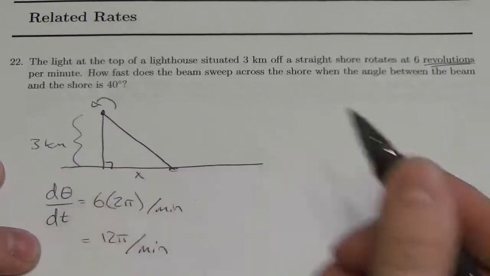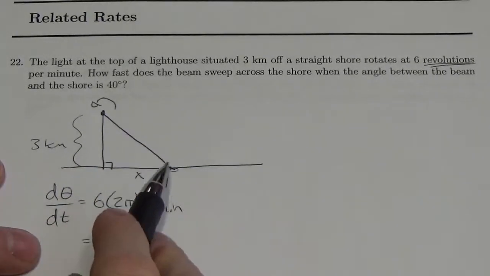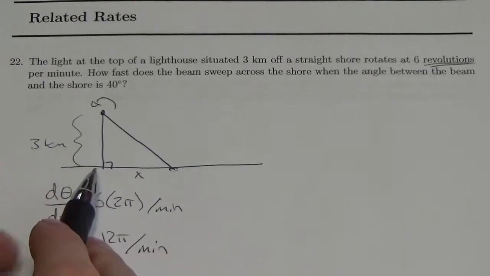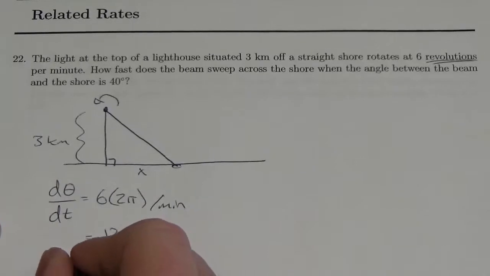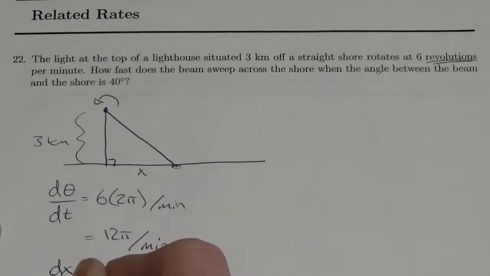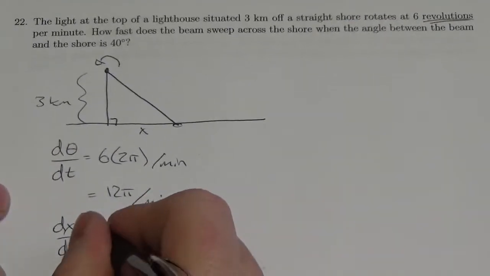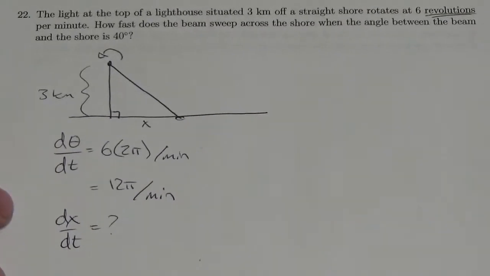Let's call this variable here x, the distance that that point of light is from straight across. That gives us a bit of a reference there. So what this question is asking for is, what is dx by dt? Dx by dt. Don't know what that is.